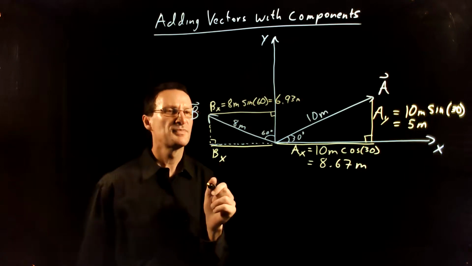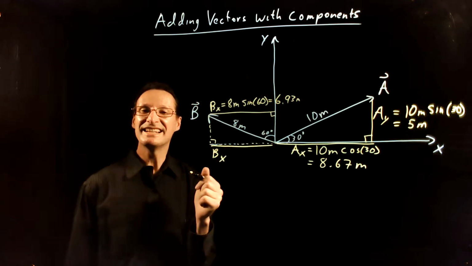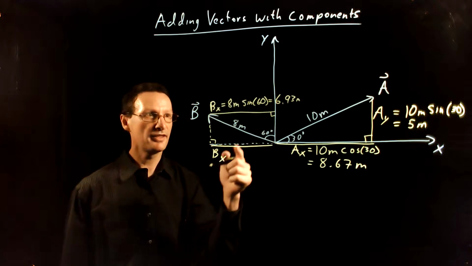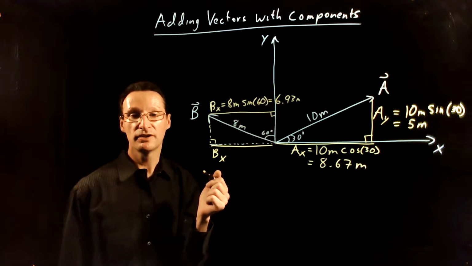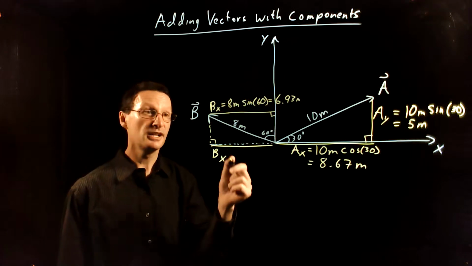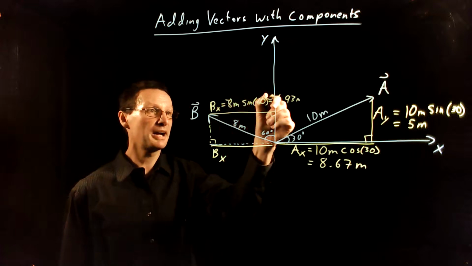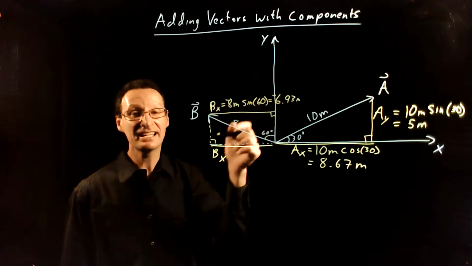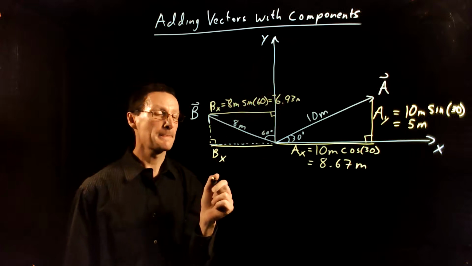When I punch that in my calculator, I get 6.93 meters. But notice that this is in the negative x direction, and there's nothing about what I've written here that will indicate that it's a negative number, so I have to put the negative sign by hand. So that is a negative 6.93.